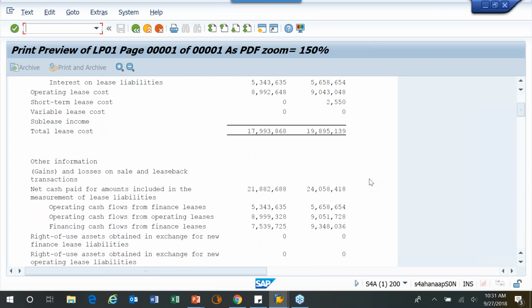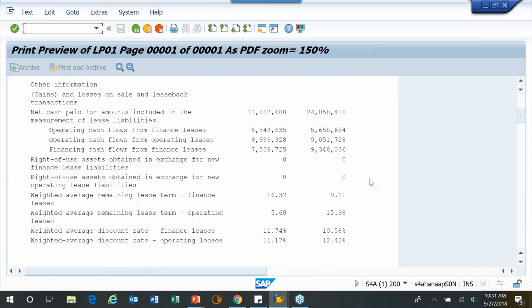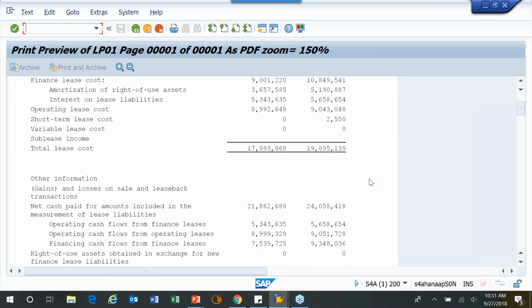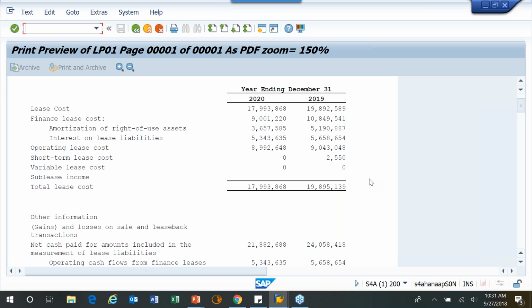Yeah. So what I was going to say, Carrie, on the top there, you have all your income statement impacts. We talked a little bit about it before, but this is essentially your lease cost that's going to appear on your income statement. So you're going to have that 17.9 million and 19.8 million. Those are going to show up on your profit and loss statement. And then we're going to show the breakout here. The breakout is a requirement of 842.